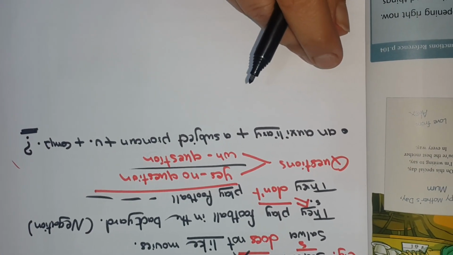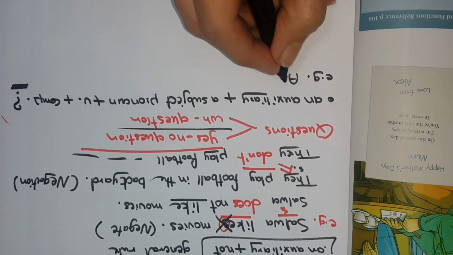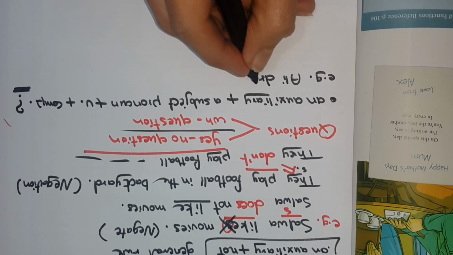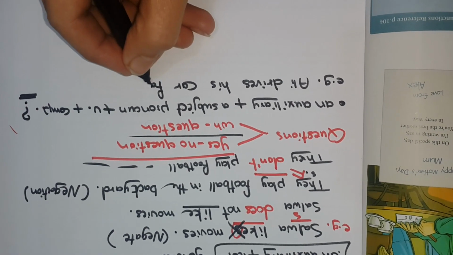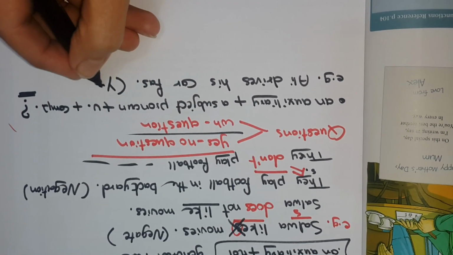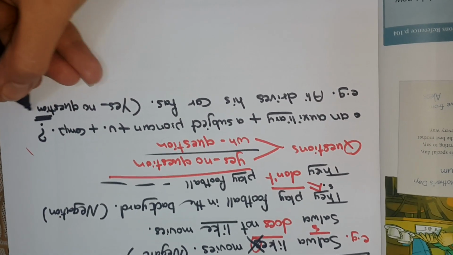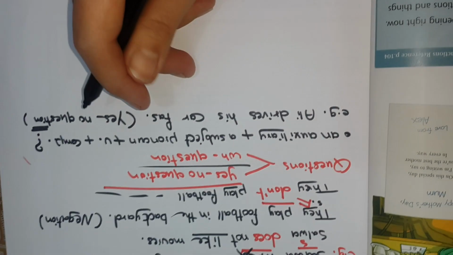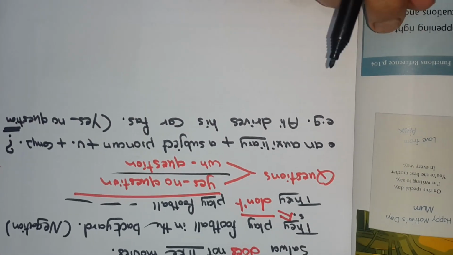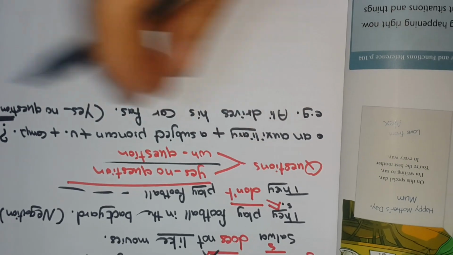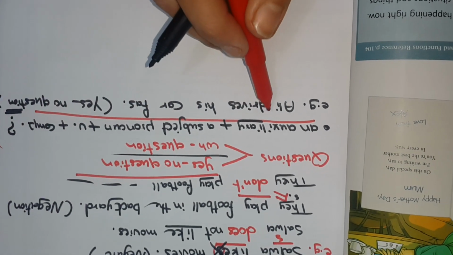Let's apply this rule on an example. Ali drives his car fast. Yes, no question. This is what beside the sentence. This is the requirement. You are required to add a yes or no to make a yes-no question. How can I make that? I should follow the rule that I have mentioned previously.